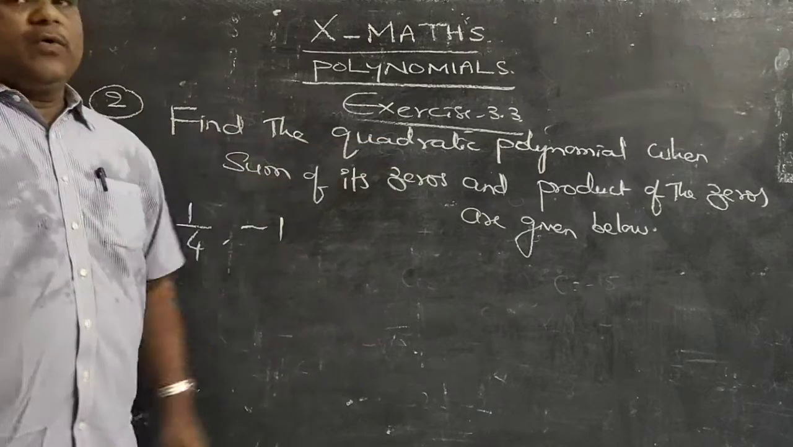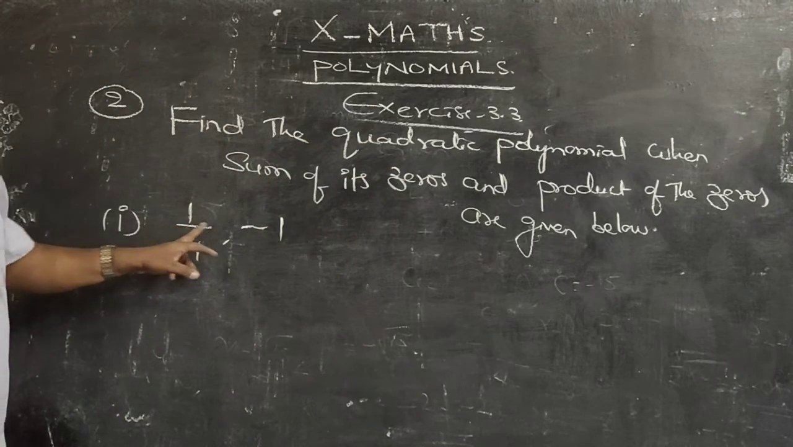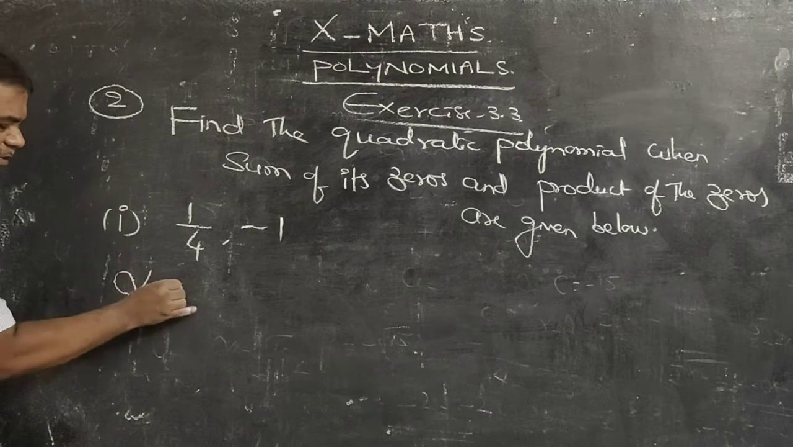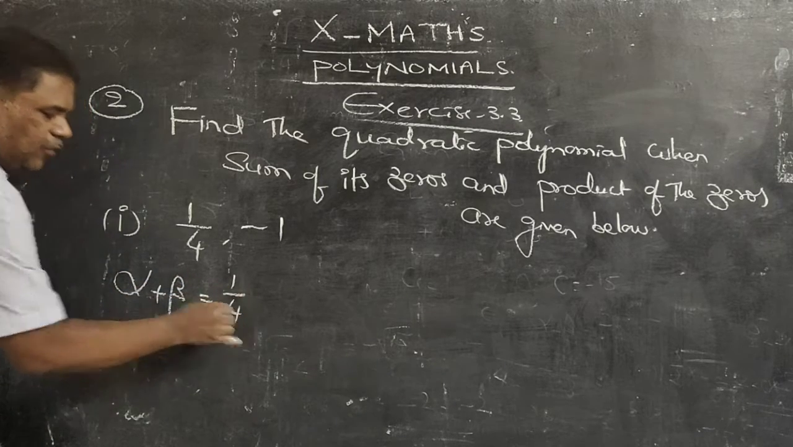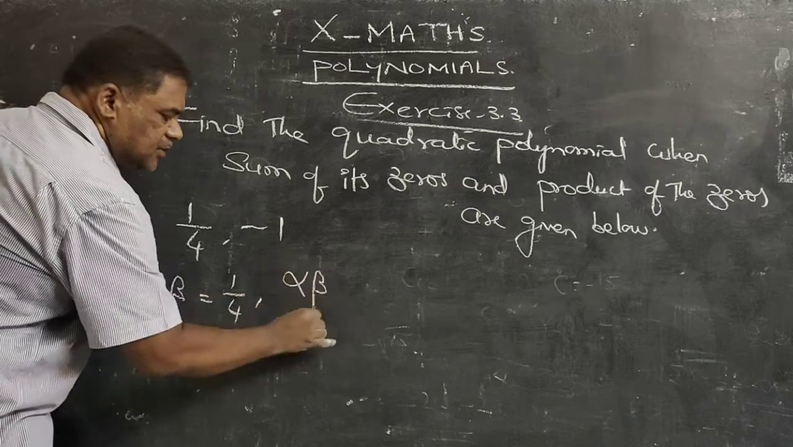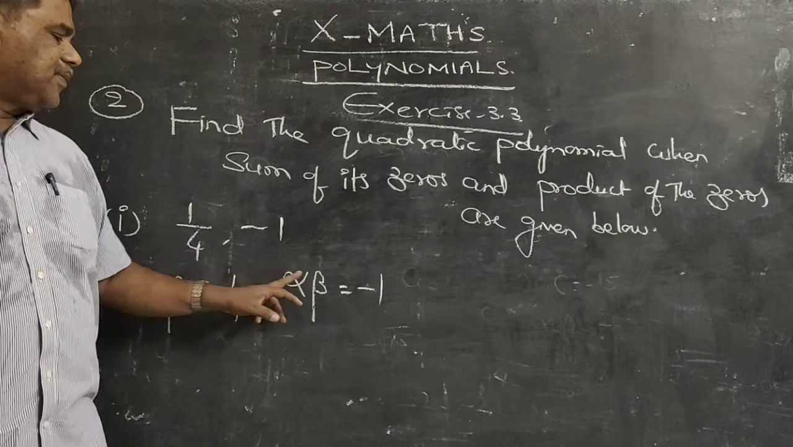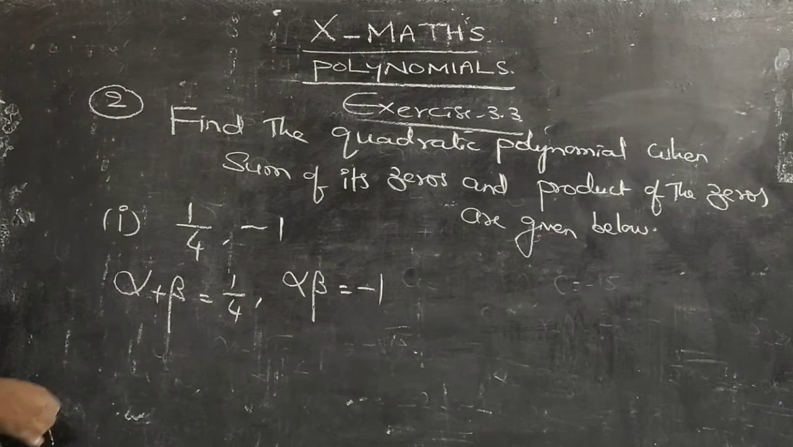Here we have to find the quadratic polynomial. Sum of the zeros is given, product of the zeros is given. That is, sum of the zeros means alpha plus beta is 1 by 4. Product of the zeros is alpha beta, that is minus 1. Sum of the zeros is given, product of the zeros is given.